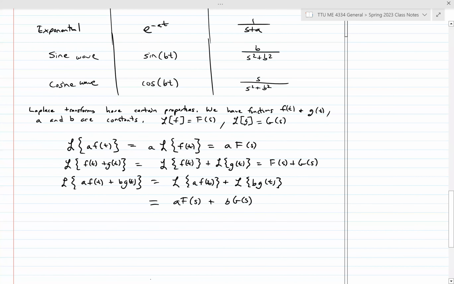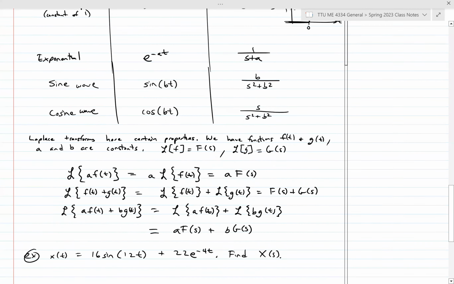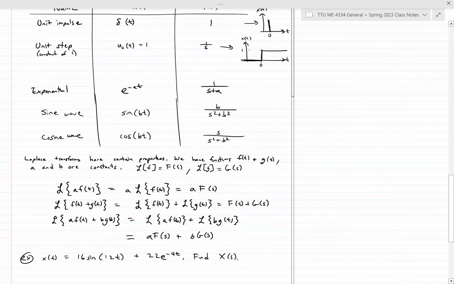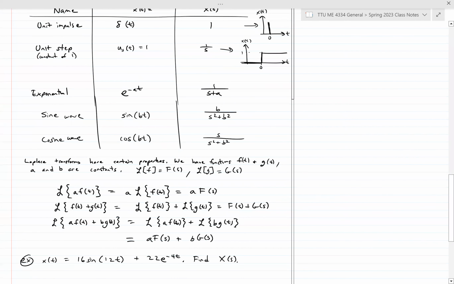All right, so another example here. Let's say x of t is 16 times the sine of 12t plus 22e to the negative 4t. Find x of s. All right, so let's try this again. I'm going to try and leave this table up here for you guys. But just take a minute. Shouldn't take too long with the table already up there. But tell me what the Laplace transform of this function should be.